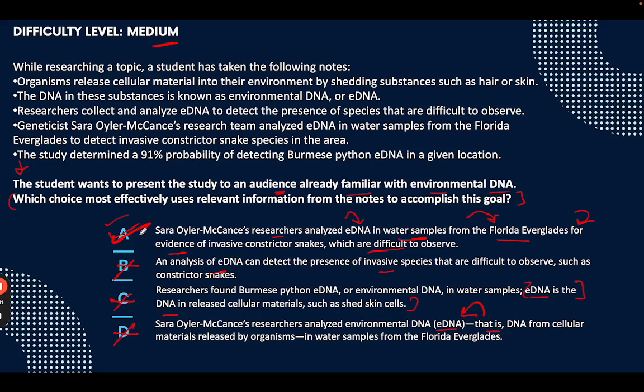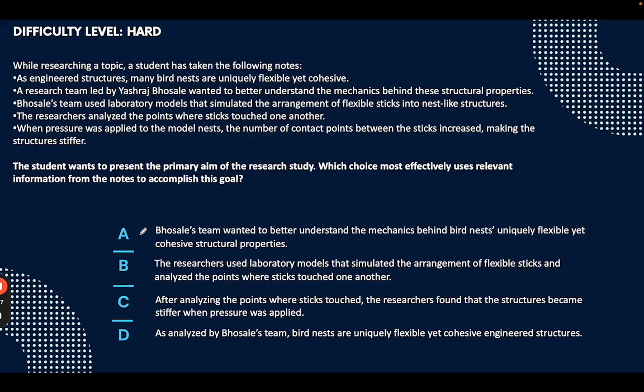Now with this, let's move ahead and take up a difficult level question for rhetorical synthesis. Alright, so the difficulty level is hard. Let's read the question stem. The student wants to present the primary aim of the research study. Again, this is what I'm going to focus on. What is the goal? The goal is to present the primary aim of a study. Primary aim means the purpose of the study. Why was that study even conducted? We need the correct option to state the purpose of conducting the study.